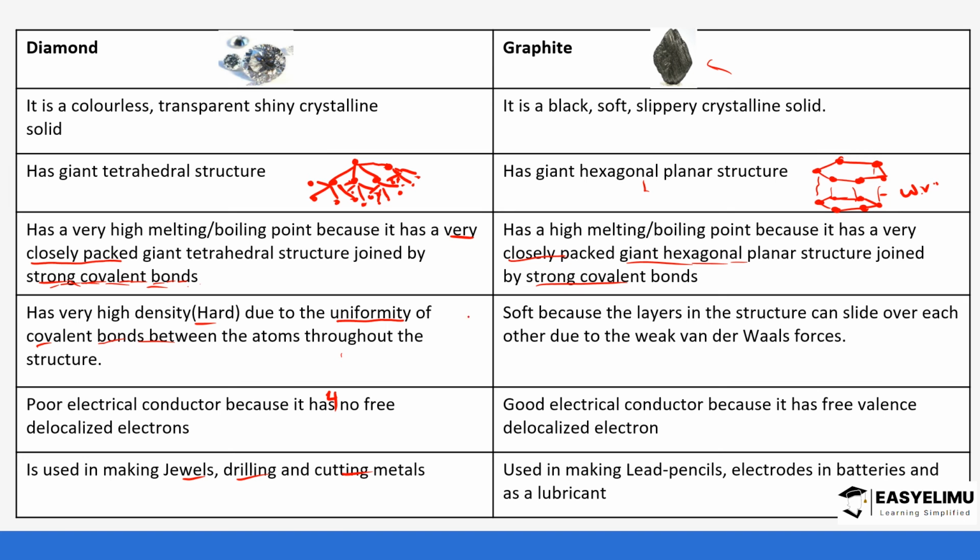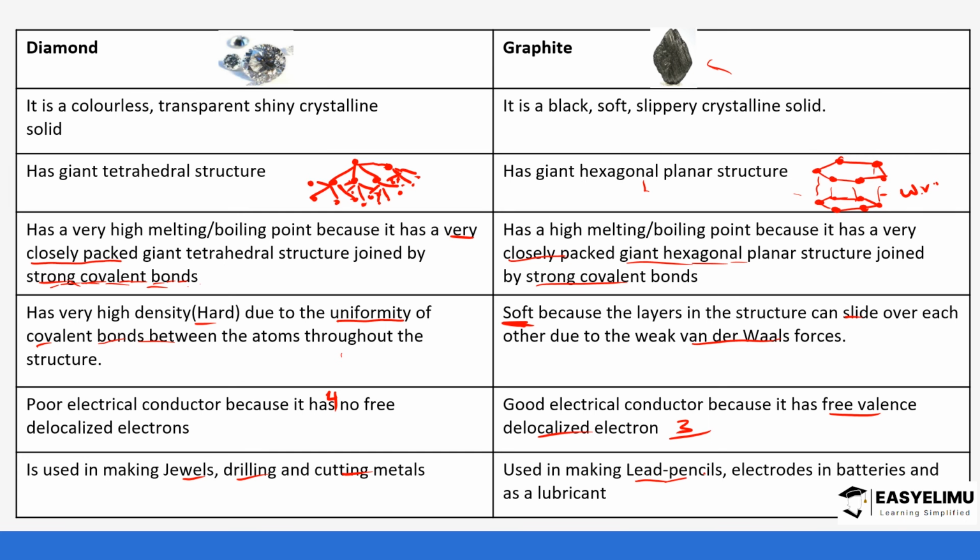And then it's usually soft, which means that it has layers and the layers can slide over each other because of the weak van der Waals forces, as I've shown in the image above. They are good conductors of electricity because they have free valence delocalized electrons. So we say only 3 of the 4 electrons are used in bonding. So the one that remains is the one that we refer to as the delocalized electron.